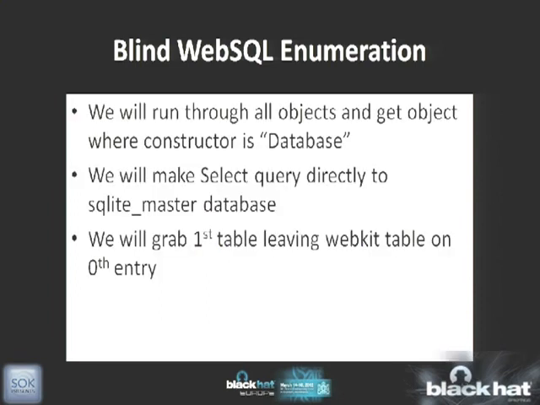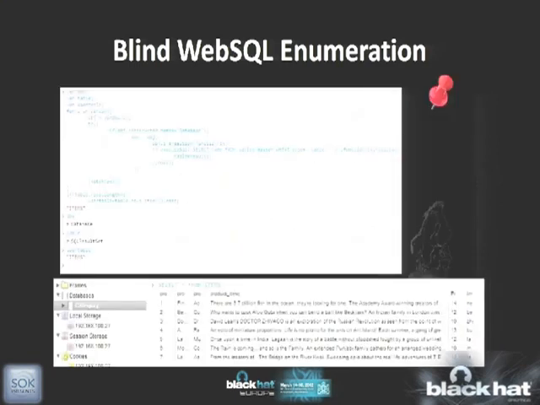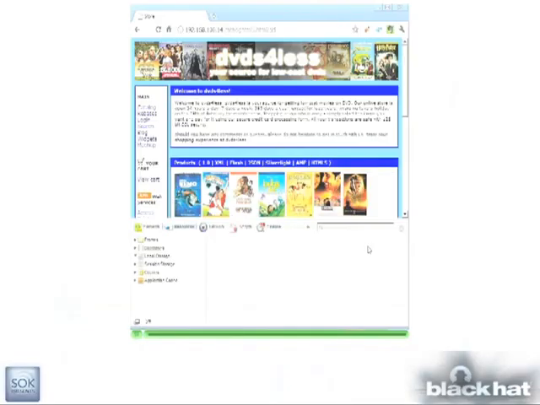So we look for the object which is the database, and then we run the SQLite query against it, and then we get the first table. So the zeroth entry is a WebKit table, and the first entry is a user table. Say for example, if we run this loop, we get the DB SQL results, and then we just run the SQL query, and we can extract this data from the server.